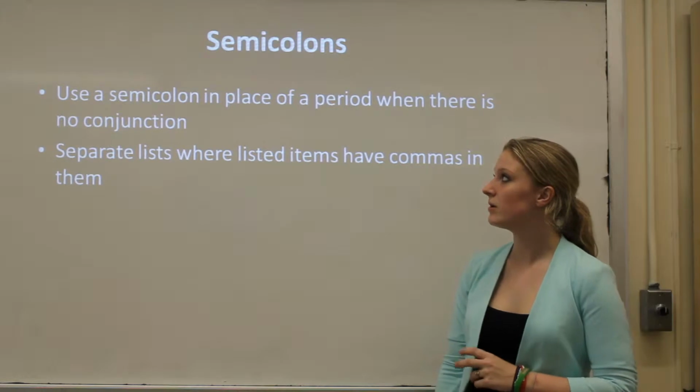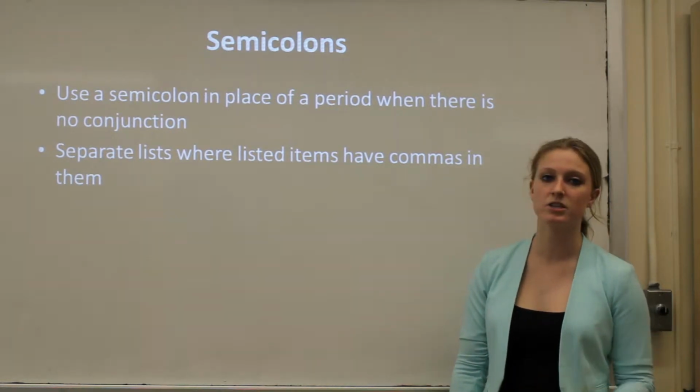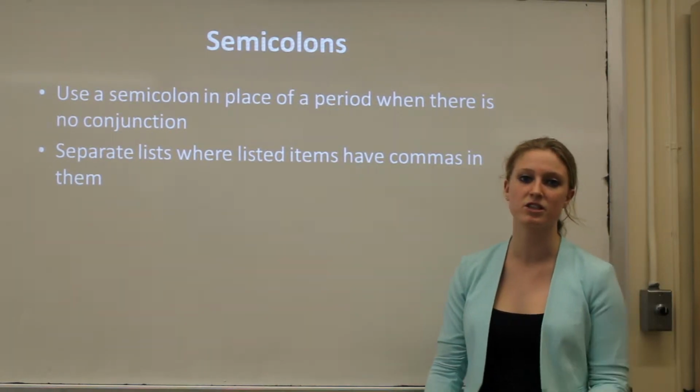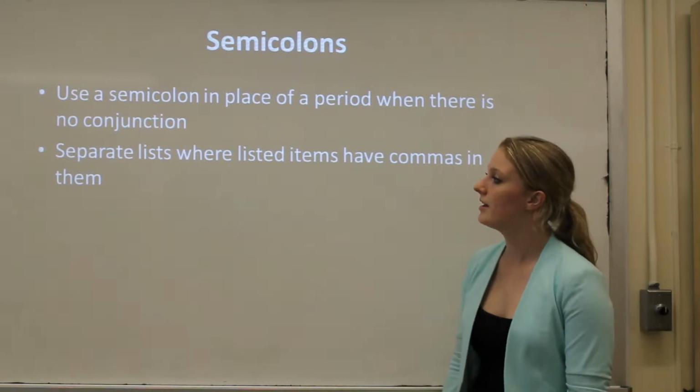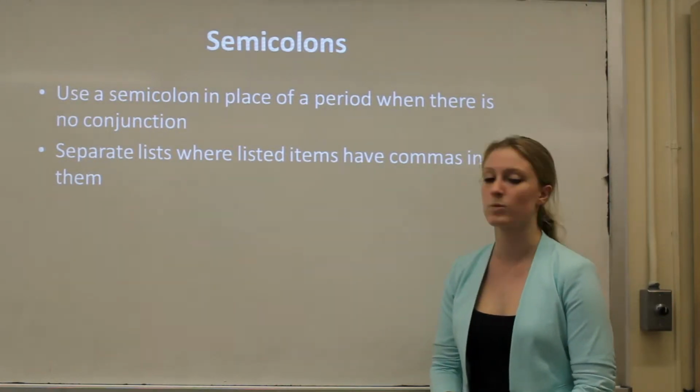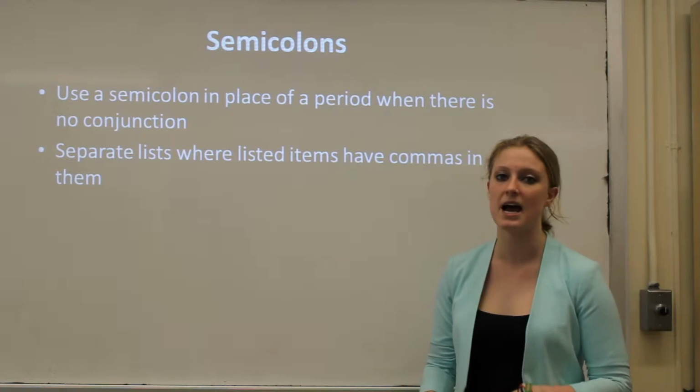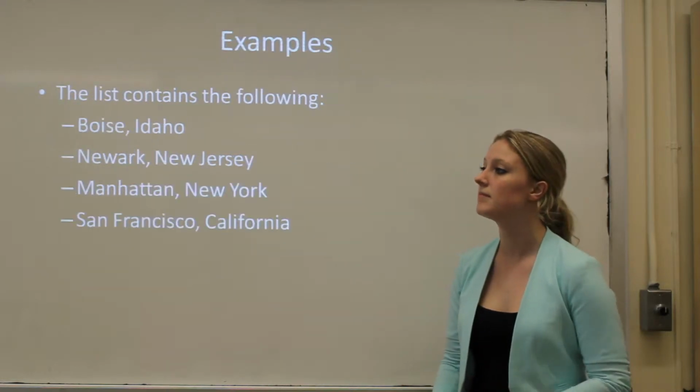So you can use a semicolon in place of a period when there's no conjunction in between two sentences, a conjunction being "and" or "but." And it also can be used to separate lists where the individual listed items have commas in between them.